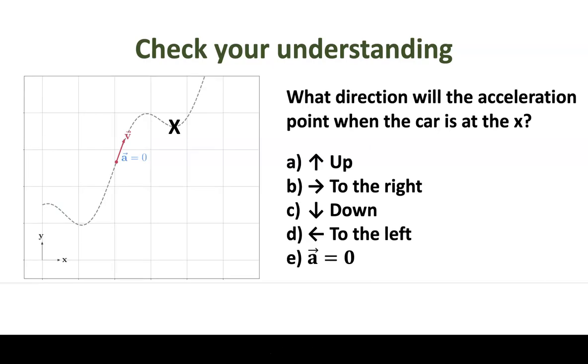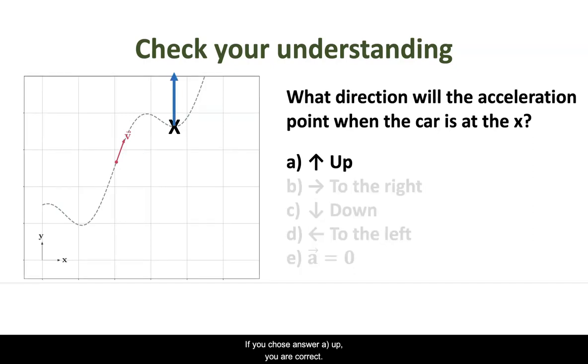Let's try another one. What direction will the acceleration point when the car is at the new position X? Will it be A up, B to the right, C down, D to the left, or E will the acceleration be zero? Feel free to pause the video to answer this question. If you chose answer A, up, you are correct. The acceleration vector points toward the center of the curve in the same direction as the change in velocity.